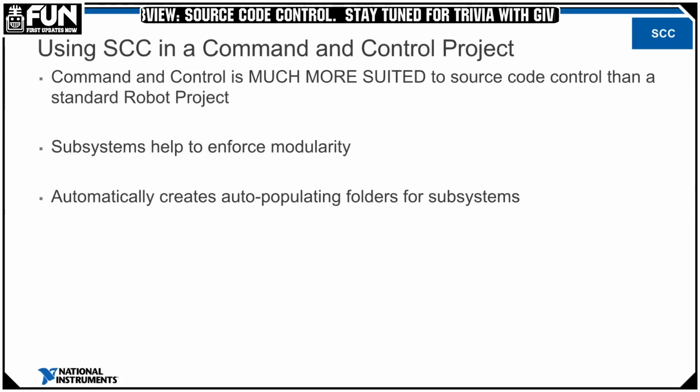So switching gears a little, let's look at using source code control in a command and control project. Command and control is much more suited to source code control than a standard robot project. It was built with the idea of multiple developers working on it at once, and these subsystems really help to enforce modularity across the project. It also automatically creates these auto-populating folders we were talking about for the subsystems.